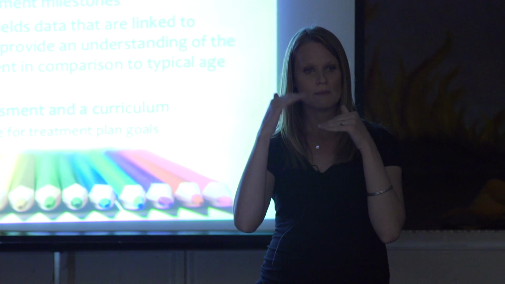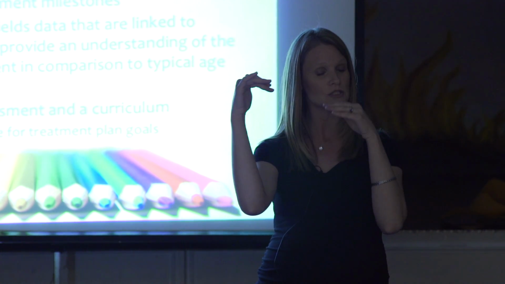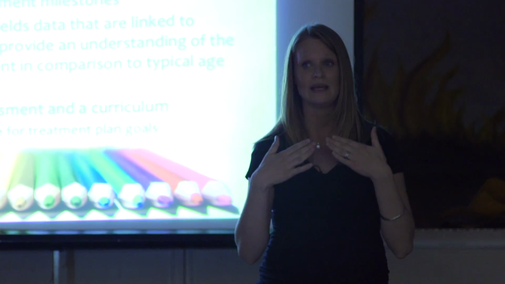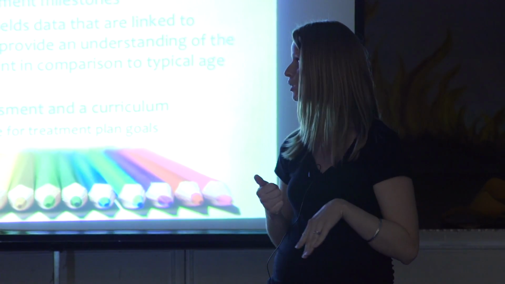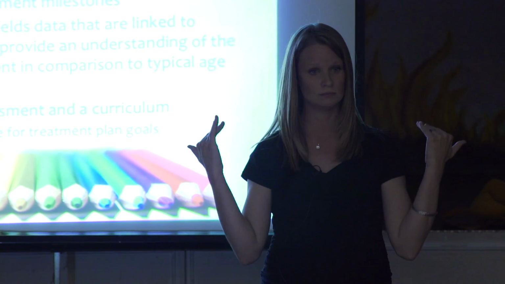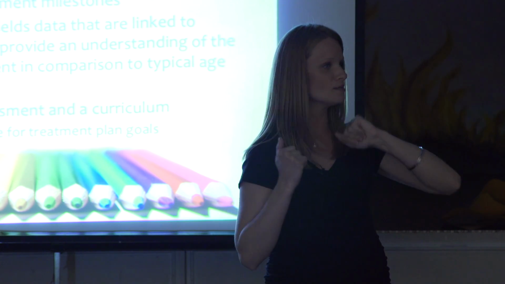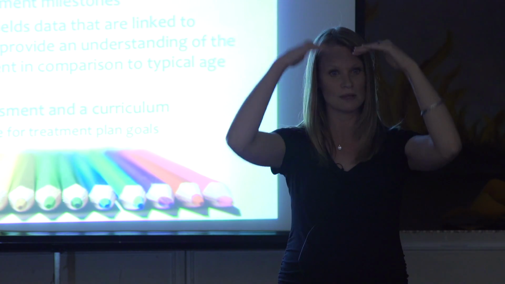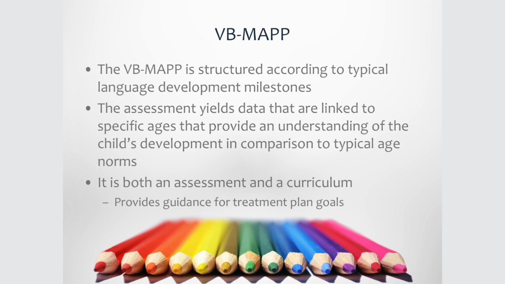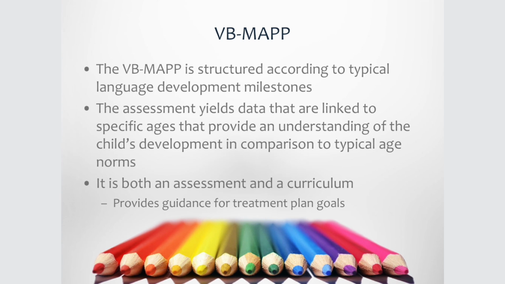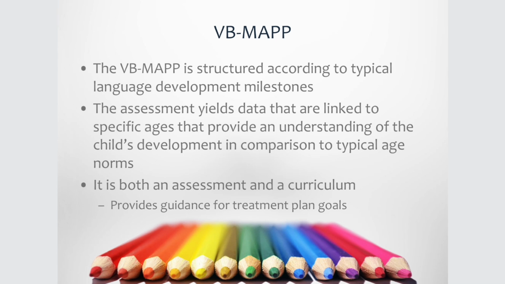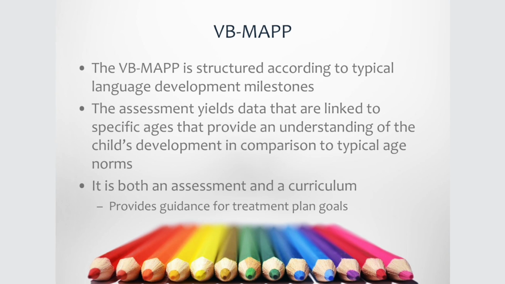So if you jump along in the developmental milestones, you get to a point where you have to be able to ask for things that aren't necessarily in your line of sight. So let's just say I needed to go to the bathroom. I can't see a bathroom in here, but I need to say, Malky, where's the bathroom? So then it jumps up the skills, and you'll see that if you look in the assessment. The assessment yields data that are linked to specific ages that provide an understanding of the child's development in comparison to typical age norms.